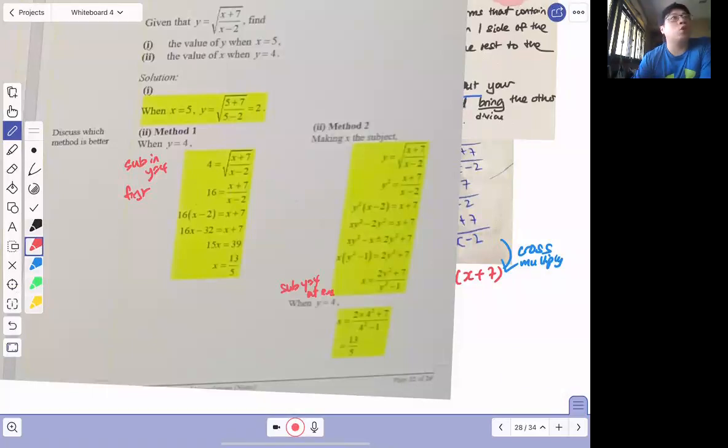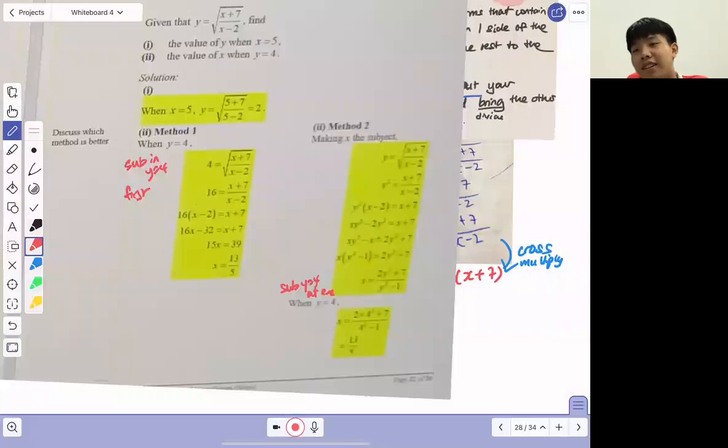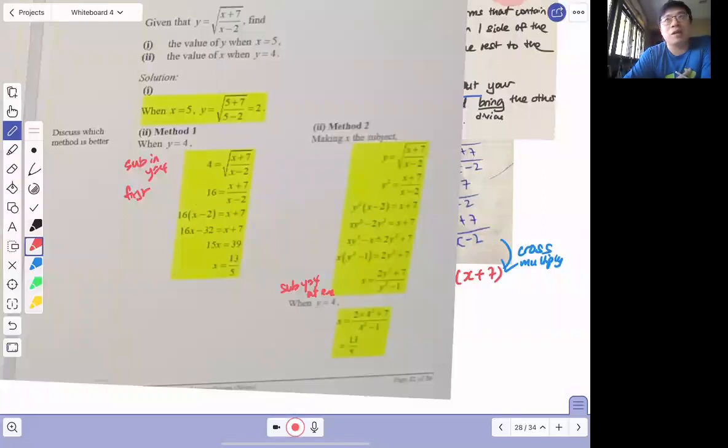In your opinion, which one do you like more? Method 1, method 2? Method 1. Why do you say so? Because it's shorter. Okay, can agree. Same. Maybe I ask Trinis, what do you think?